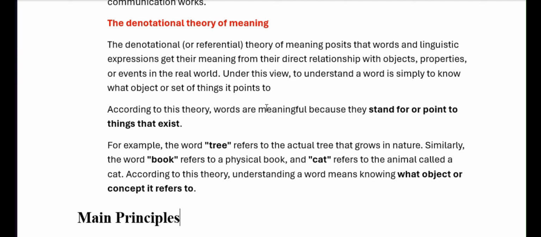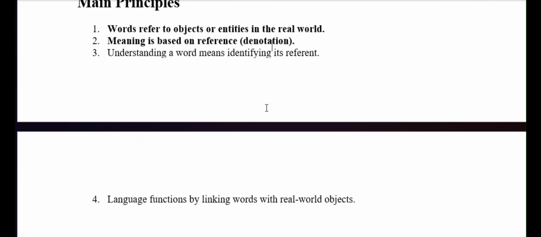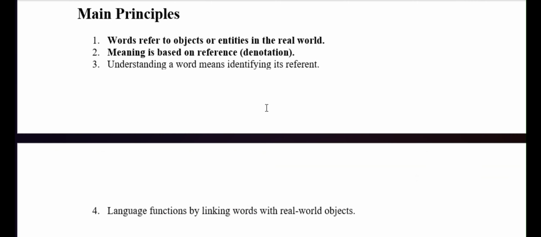The first principle is that words refer to objects and entities in the real world. Meaning is based on the reference, the denotation. Denotation means the object that it is referring to. The meaning of the word tree is based on the object that it is referring to. Understanding a word means identifying its referent. A referent means the object. For example, tree. Understanding the word tree means identifying the object tree.